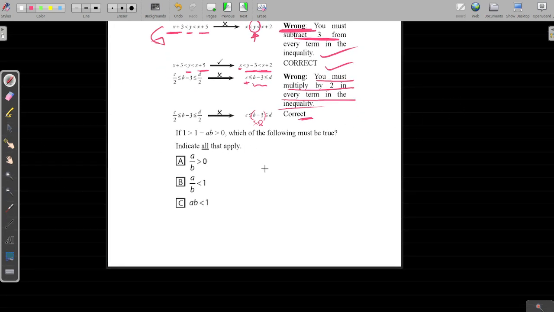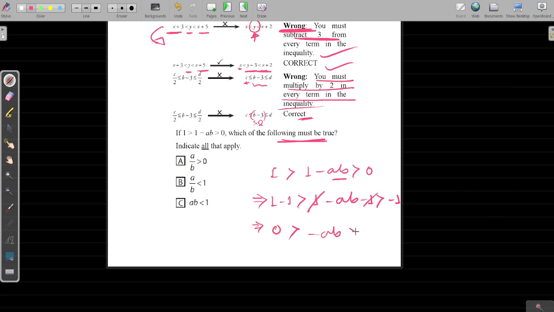They have written 1 greater than 1 minus ab greater than 0. Actually, they have asked which statement is true. First, I need to find out the value of ab. That's why I need to isolate that one. So I need to subtract 1 from both sides, because I need to remove this one. So 1 minus ab minus 1 greater than 0 minus 1, and 0 minus 1 means minus 1. So 1 minus 1 means 0, greater than this one, and this one will be cut down, minus ab greater than minus 1. And I need to find out the value of ab.